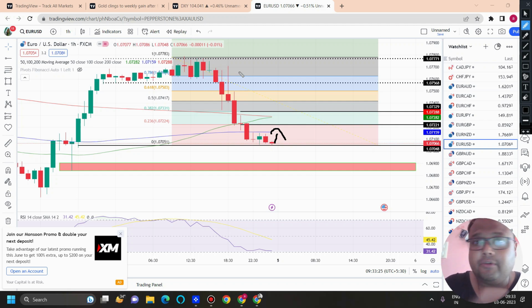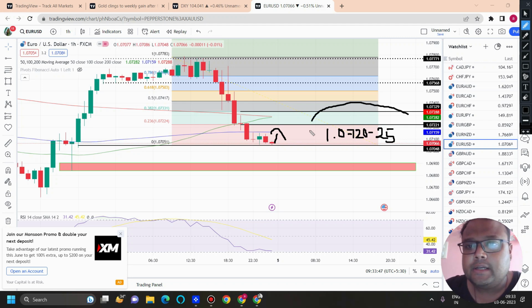If any news comes out during the weekend, then that's a different thing. But right now we don't have any news that is positive for Euro USD. So if the market shows some recovery, it will be a temporary recovery, and you should wait for the market to reverse from the retracement level. The first level is 1.0720 to 1.0725. This is the first retracement level, because we have Fibonacci here, and probably we will also have the 200 moving average around this area.